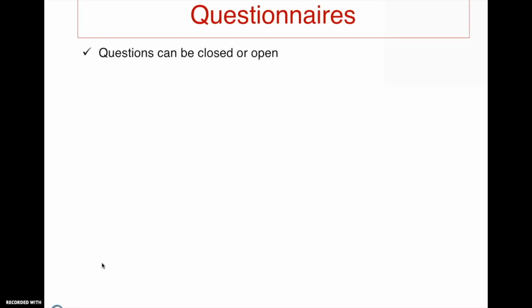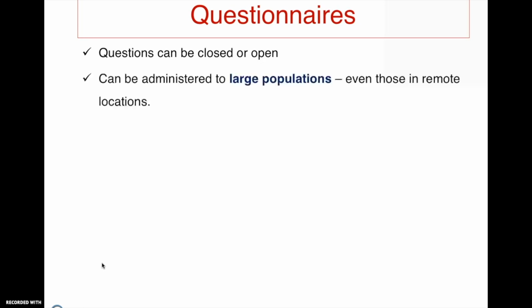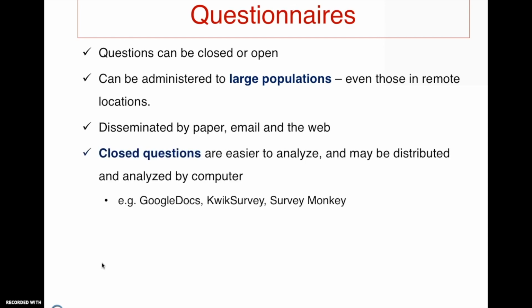and closed questions. The main difference between questionnaires and interviews is that interviews have very limited participants, but questionnaires can be administered to larger populations, even those in remote locations. You can distribute your questionnaires online or paper-based, by email, or via a website. Closed questions are easier to analyze, and can be distributed and analyzed by computer. There are lots of software tools, online tools, that you can use to distribute and analyze your questions, such as Google Docs, Quick Survey, and SurveyMonkey.